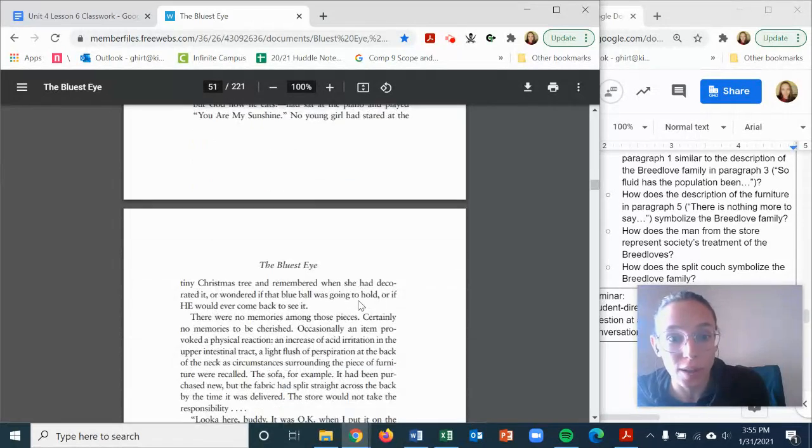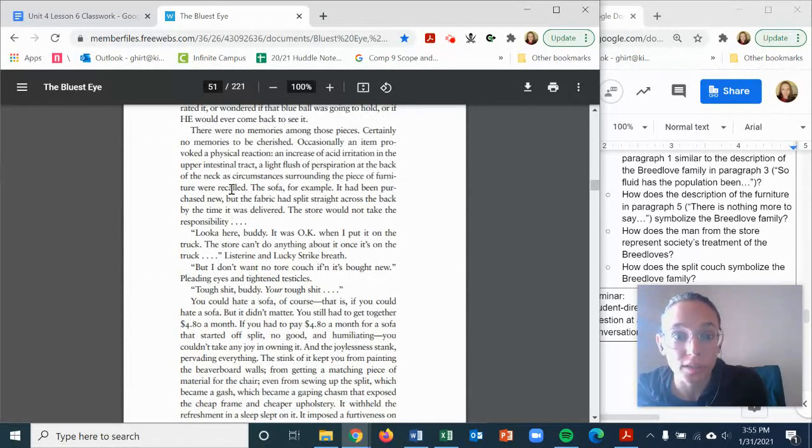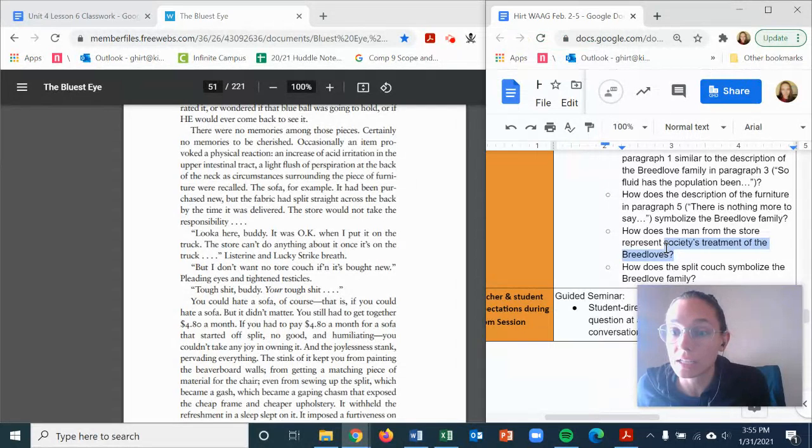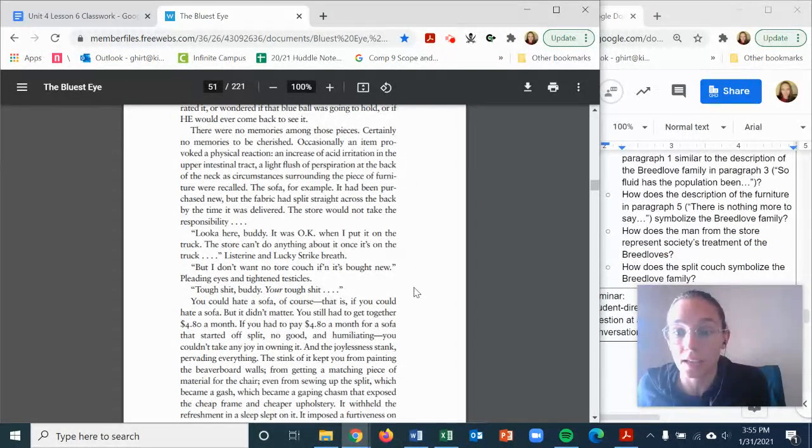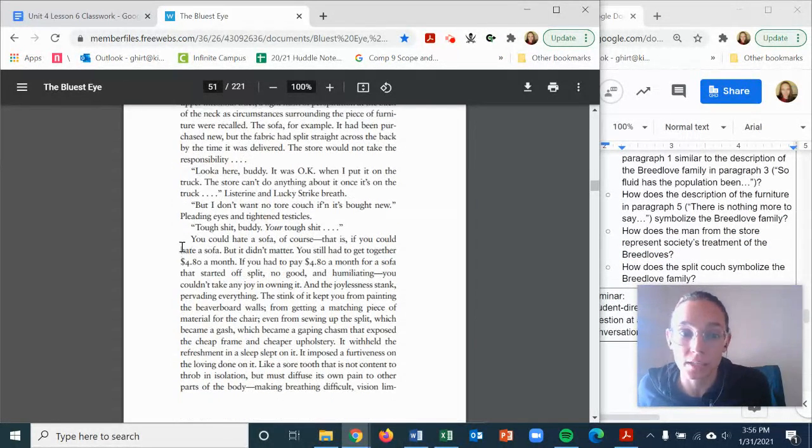Towards the end of the chapter, it talks about a couch that they bought. The sofa had been purchased new, but the fabric had split across the back by the time it was delivered. The store would not take the responsibility. So this is the delivery person saying, we can't do anything about it, basically, too bad, sucks for you. And Charlie Breedlove, the father, is saying, I don't want this couch if it's torn, if it's bought new. And they're saying, look, we can't do anything about it. So how does that man from the store represent society's treatment of the Breedloves? And then how does that split couch symbolize the family?